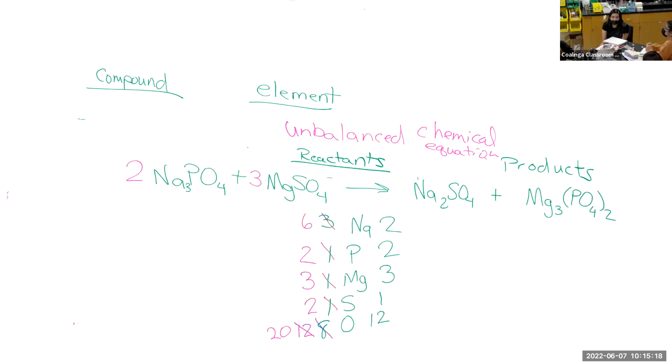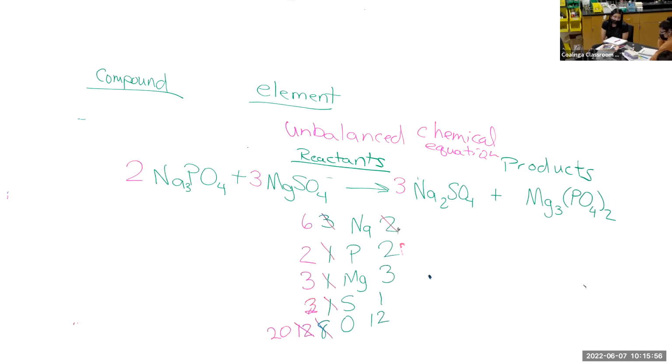Almost. Okay, so I have how many sodiums? I have 6 over here, but I have 2 over here. How do I fix it? Product side. You gotta have 3. Okay, so you said add a 3 in front of sodium on the product side. Okay, so I'm gonna put 3 here.